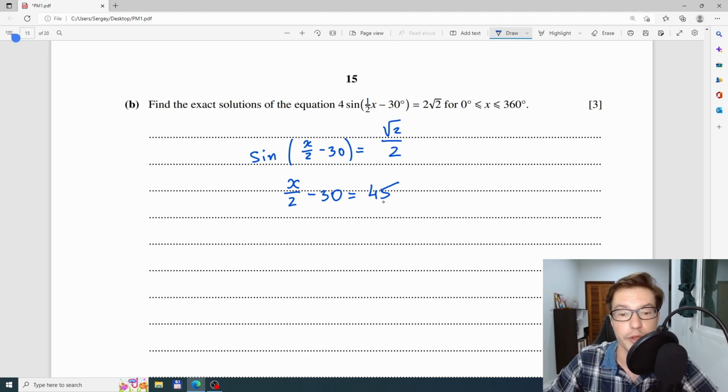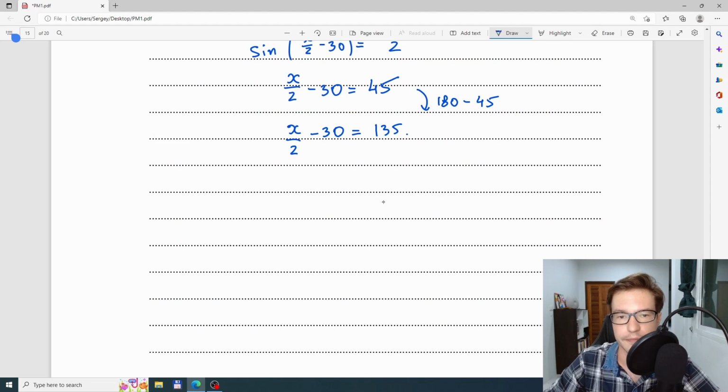And now, very important, whenever you take the inverse function, you should automatically think about the second value. So for the sine, it's going to be 180 minus the first one. So 180 minus 45. By the way, for the cosine, that will be 360 minus the first one. But in our case, that's going to be 135. And I can solve both equations for x.